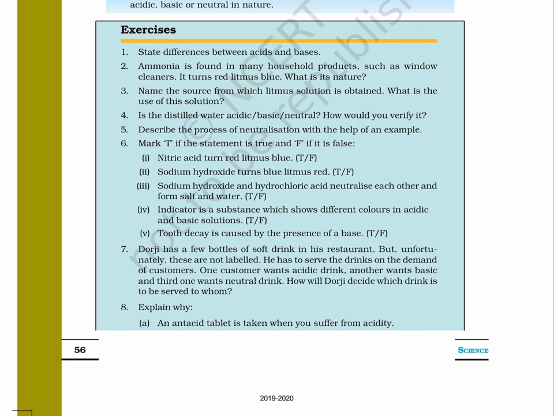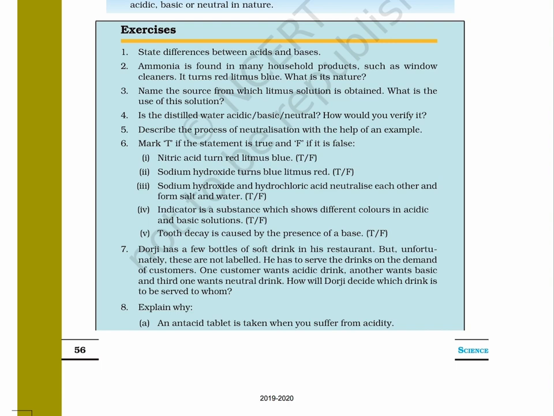7. Dorji has a few bottles of soft drink in his restaurant, but unfortunately these are not labeled. He has to serve the drinks on the demand of customers. One customer wants acidic drink, another wants basic, and third one wants neutral drink. How will Dorji decide which drink is to be served to whom?